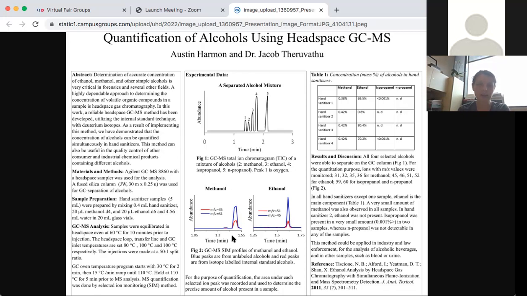Well, the reason why I'm asking is because both the deuterated methanol and the deuterated ethanol contain about 5% non-deuterated solvent. And so I'm wondering if in your sample, you're not detecting the traces from the deuterated solvent and actually determining the traces from the sanitizer.